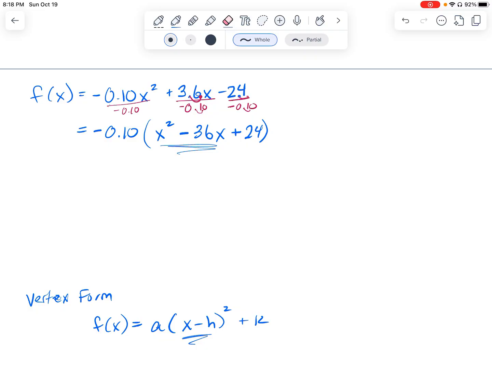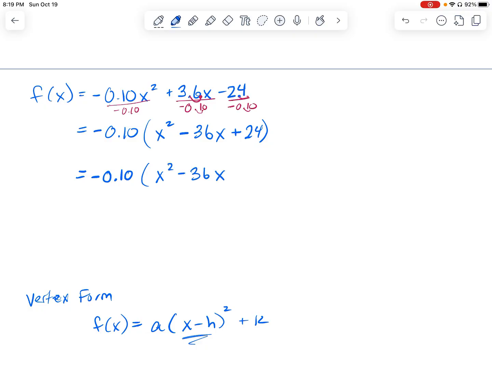So I need to separate this information. It looks like that 24 is going to go towards the k, and I need to make a perfect square in the middle there. I'm not going to do anything else with this a piece right now, so I'm just going to copy it down. I know that I need to get a perfect square in here, so I'm going to do x squared minus 36x, and to make it a perfect square trinomial, I have to add something else. And I'm going to bring that 24 outside the parentheses.